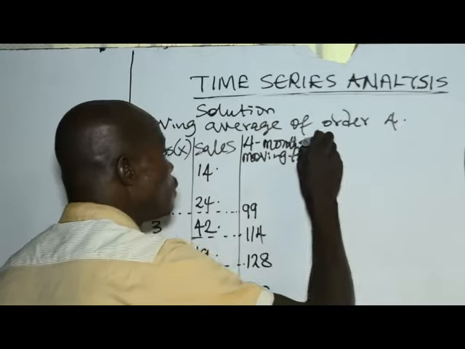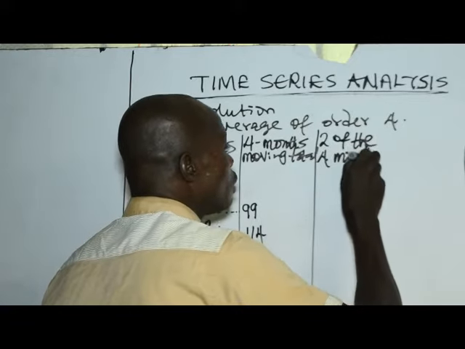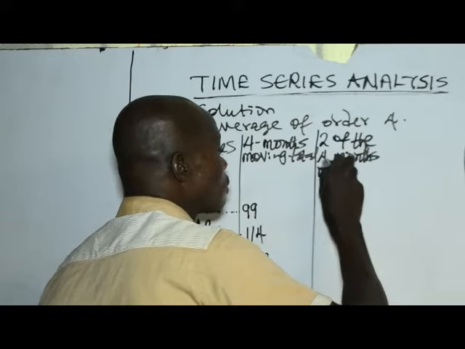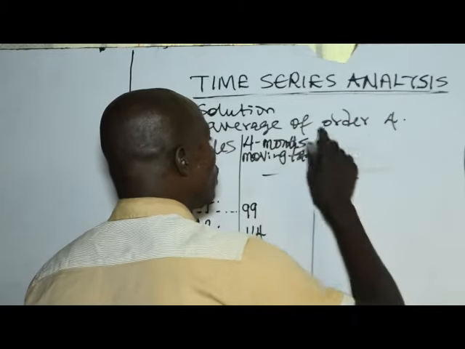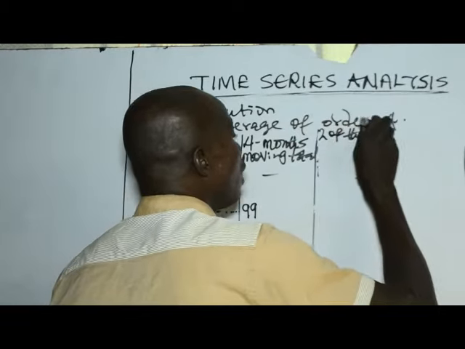Now, 2 of the 4 months moving total. So, remember, let me adjust it. Having calculated the 4 months moving total, then the next step is to calculate 2 of the 4 months moving total. That is, you'll be adding it 2 in pairs.